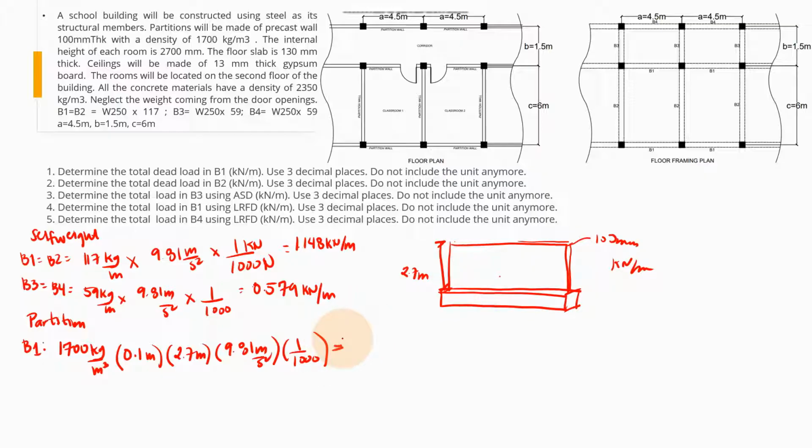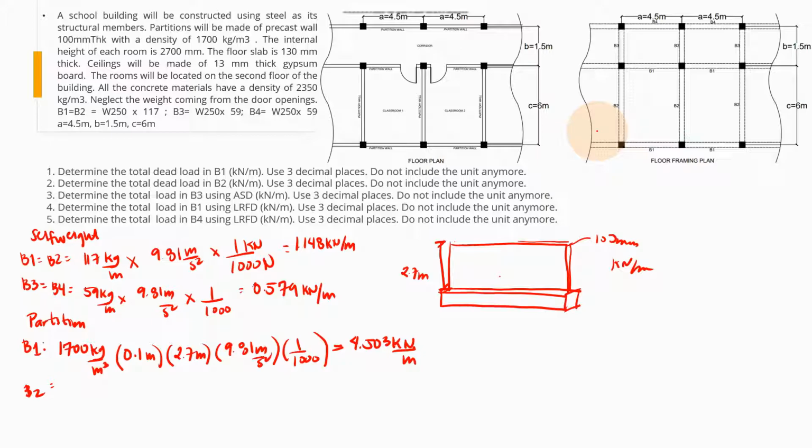So, we have now 4.503 kilonewton per meter. Meron tayo sa beam 1. And for beam 2, so beam 2 natin, this one, may partition wall. And I assume, magkaparehas lang sila ng beam 1.